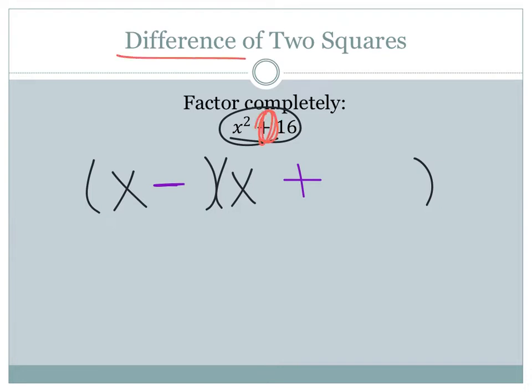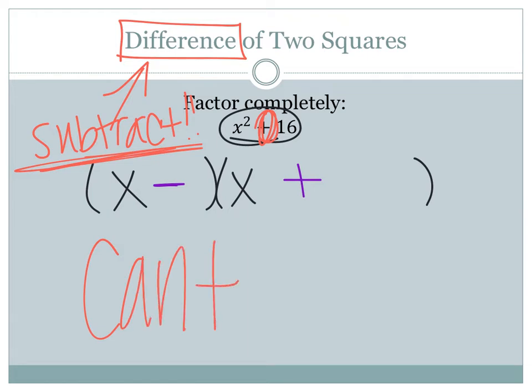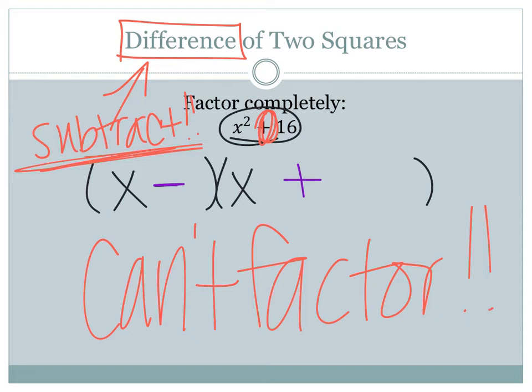When we have the difference of two squares, that means we subtract. So because we subtract, we actually can't factor this. All because of that plus sign in the problem. X squared plus 16. We can't break it down, we can't factor it. Okay?